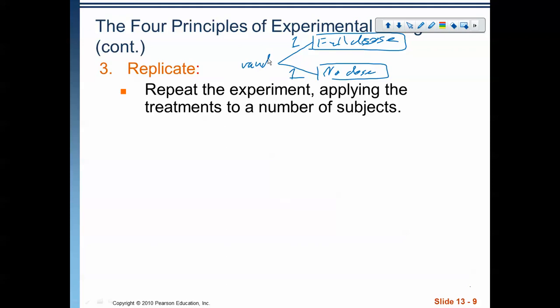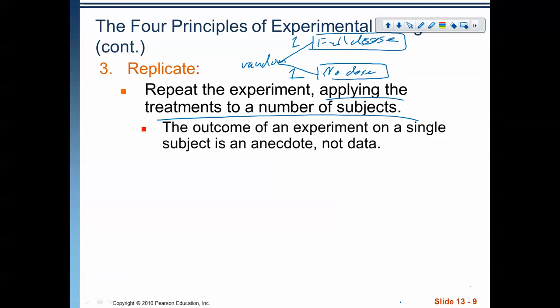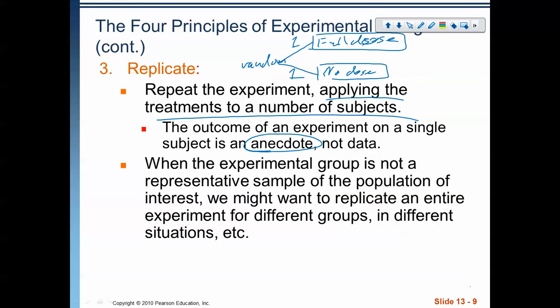Even if they have been randomly assigned, there's one person to here and one person to there, putting one in each group does not really prove anything, okay? We need to be able to apply the treatment to a number of subjects. So we have to be able to replicate the results. Outcomes of an experiment on a single subject is called an anecdote, not data. And anecdotes are not proof of anything, right? They call it anecdotal evidence, and it doesn't fly in court and it doesn't fly in statistics.